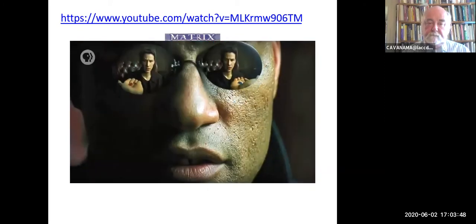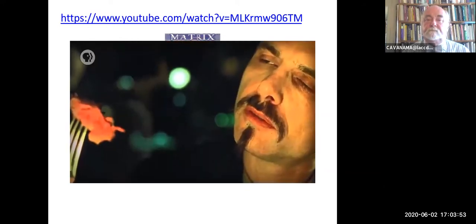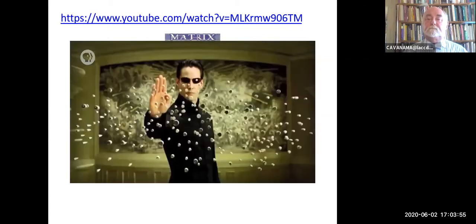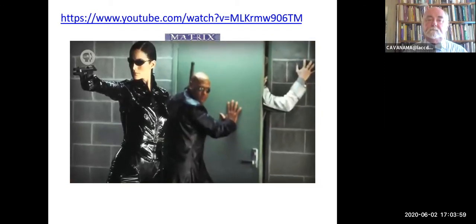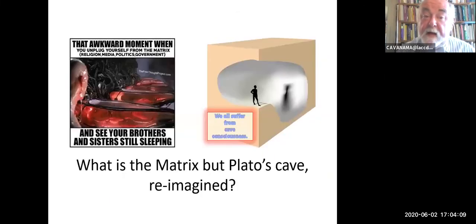A select few were rescued from the illusion, but some of them were so unhappy in the real world that they chose to return to the illusion. But Neo and the others who chose to stay and fight were the philosophical heroes of the movie, choosing truth at the cost of comfort and happiness. Yes, the Matrix. The original woke guys, perhaps, if Plato wasn't the original woke guy.